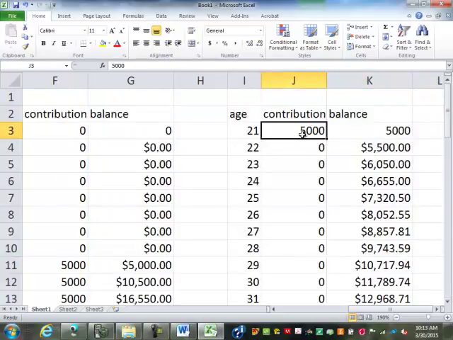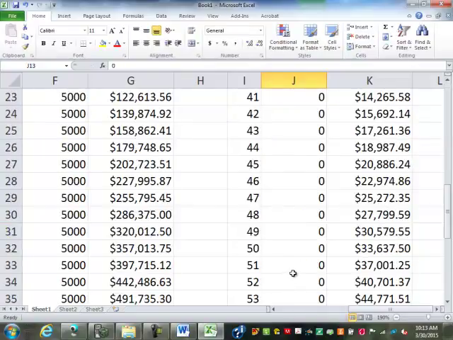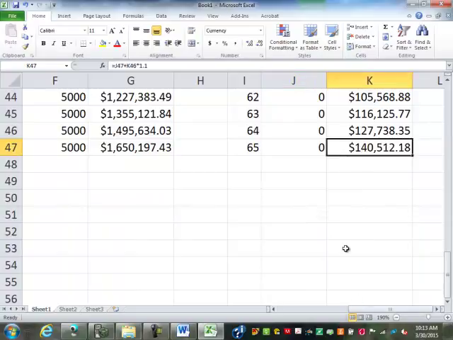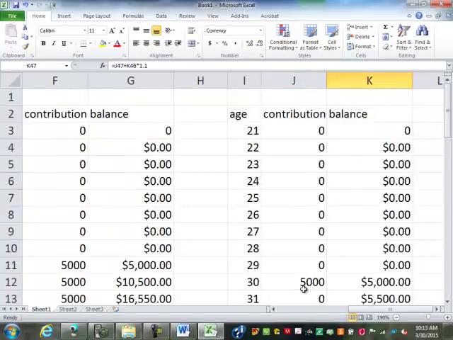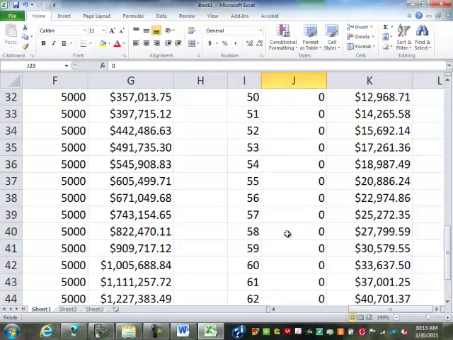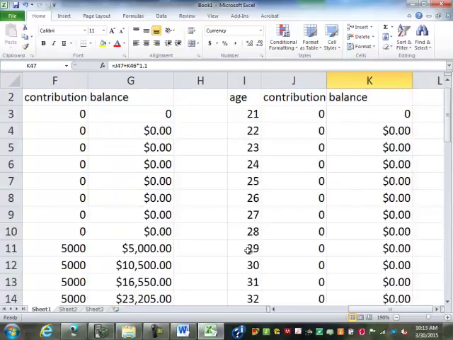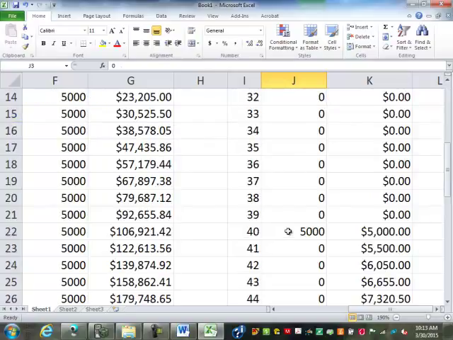But let's say we do this. That $5,000 you put in at 30 is no longer worth $330,000. It's only worth $140,000. Put in $5,000 at 40. It's only going to be worth about $54,000. So the value of that money goes down every year. The money you put in when you're young is worth literally 5-6 times as much as the money you put in at 40.